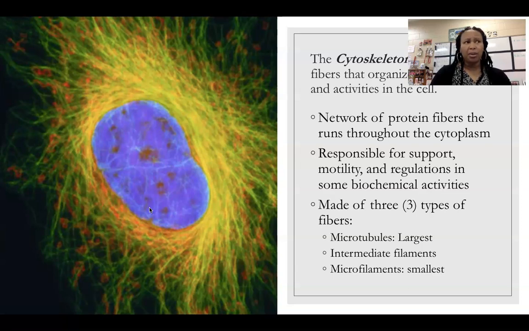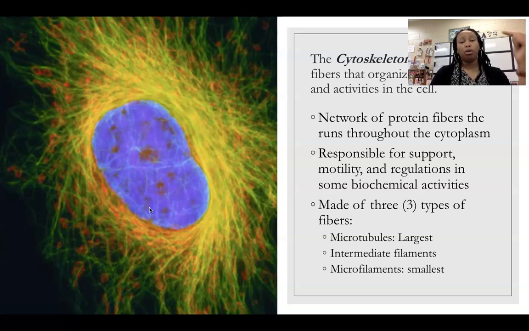There are three types of fibers, and they're named based off of their size. You have microtubules. If you think about it, that's a tube. Tubes are usually bigger. And your next two are filaments. You have intermediate filaments. We know intermediate means like the middle. And then you have microfilaments.